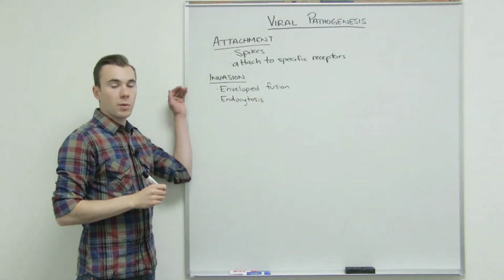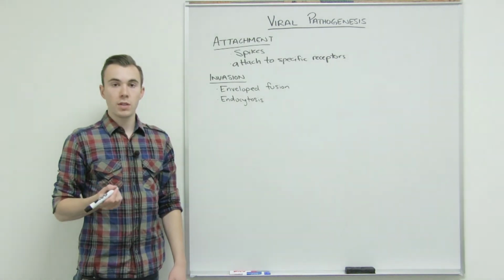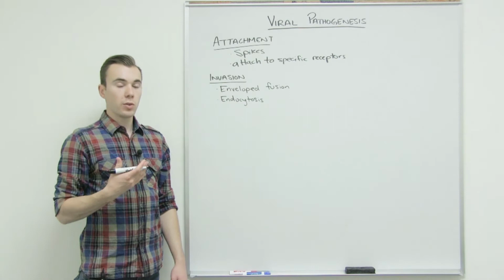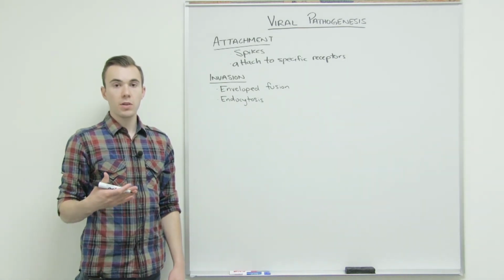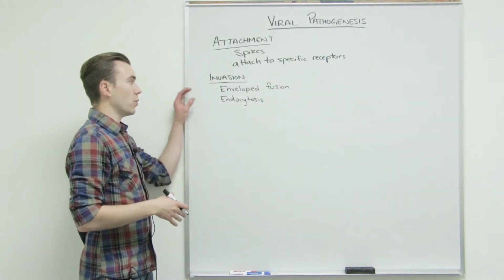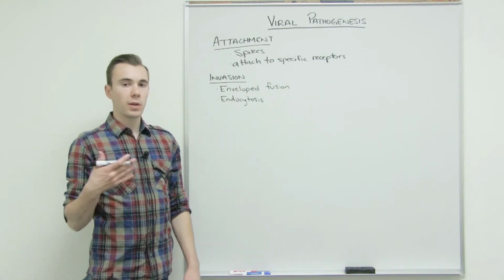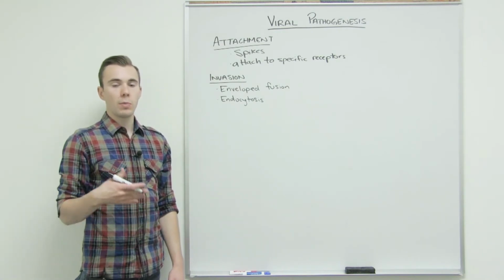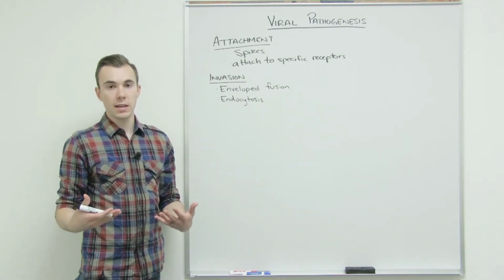Enveloped fusion is commonly known as just fusion. And the reason I wrote enveloped fusion is because it reminds you that in order to do fusion, you have to have an envelope, which is that lipid membrane structure that's obtained through budding. So these are the two ways through which viruses invade. Once they invade, they're going to be able to replicate in the cytoplasm or replicate in the nucleus, but the viruses are going to replicate inside the cell.